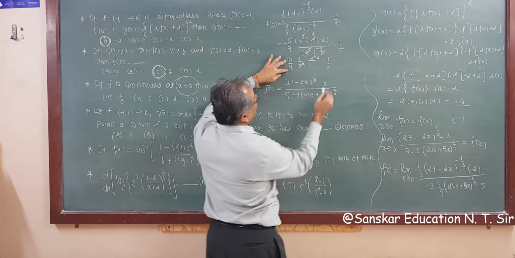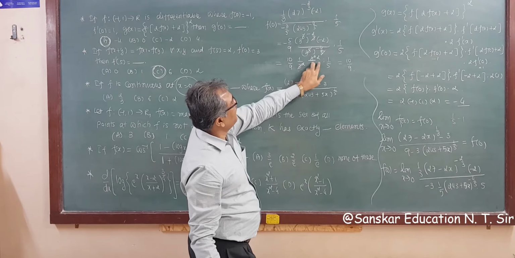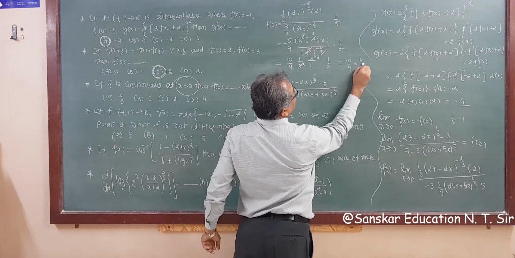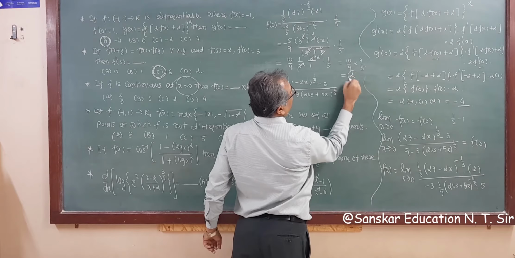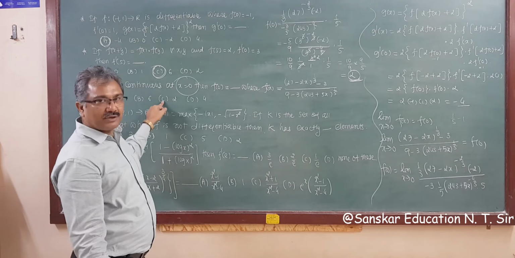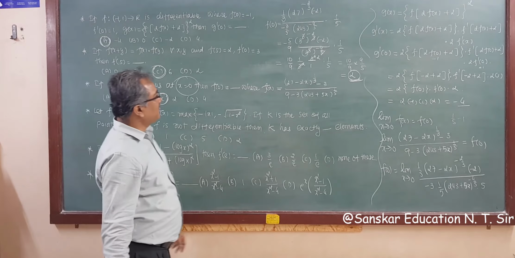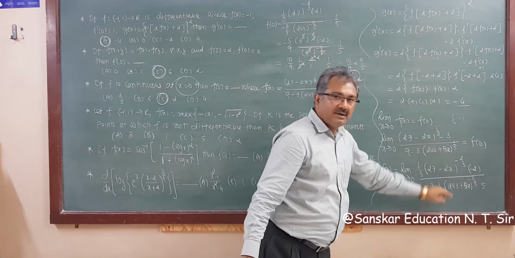So this is 10 by 9. So 10 by 9. This is 3 square, that is 9. And this is 5. So the answer is 2. That is, 2 is the correct answer. Because that answer was not in the options, that's why I am checking where we made a mistake. So we are making a mistake here, right?